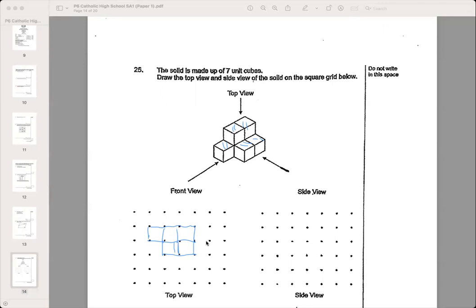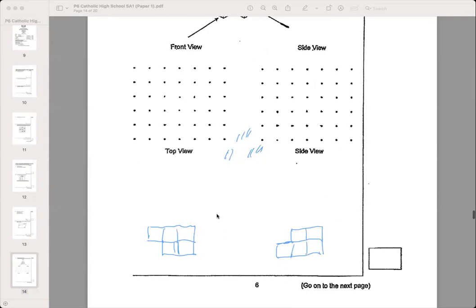The side view, we'll clear up this. For the side view, the first row, you have only the top row, you only have 2, so draw 2. The bottom row, you have 3, so draw 3. So that's the answer for question 25. Let's continue with question number 26.